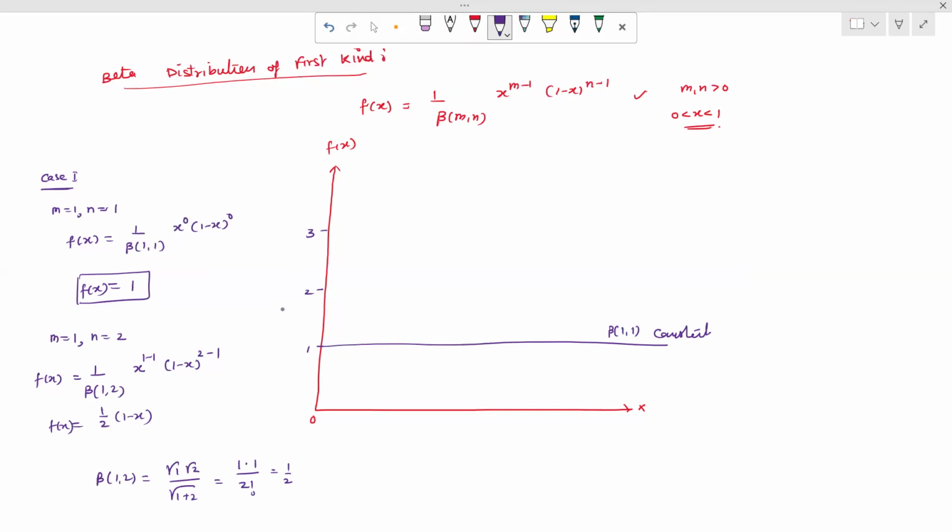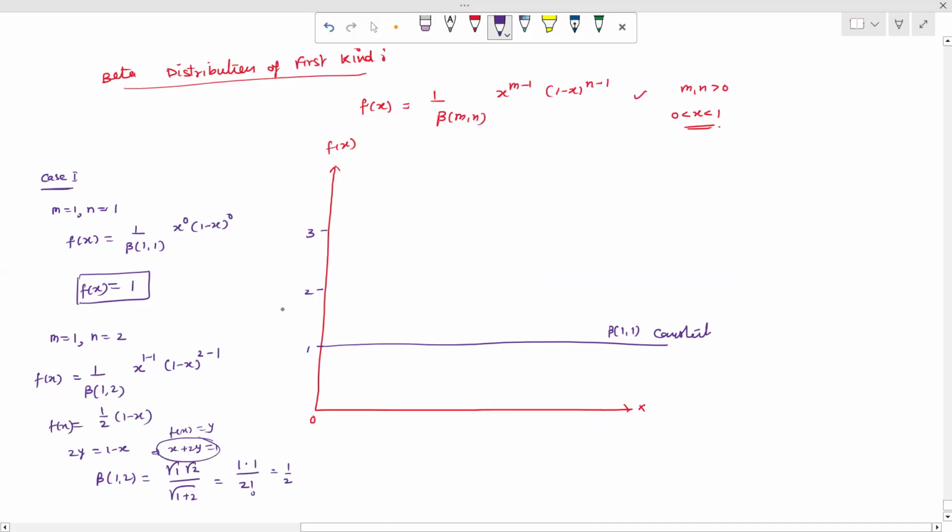So we can consider f(x) equal to y. This can be written as 2y equal to 1 minus x, so x plus 2y equal to 1. Basically, this becomes the equation of a line, x plus 2y equal to 1. So when x equal to 0, we can calculate the value of y, or when y equal to 0, we can calculate the value of x.